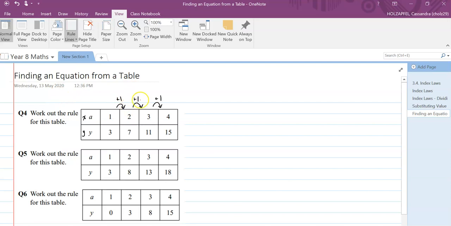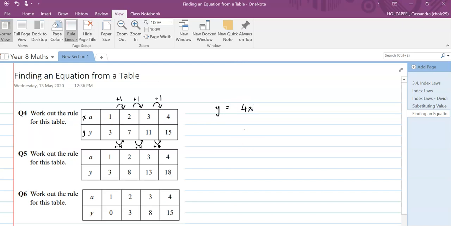So now that we know that our x values are going up by 1 each time, we want to have a look and see what's happening to the y values. Each time this is going up 4, and then another 4, and then another 4. So every time x goes up 1, y is going to go up 4 times that amount. So y is going to be equal to 4 lots of x.